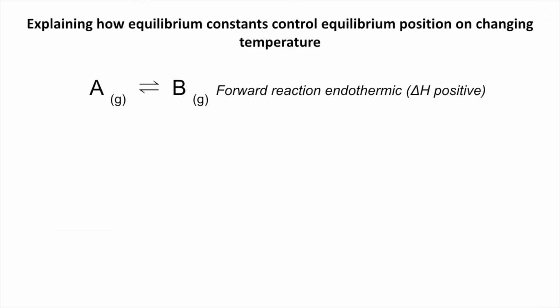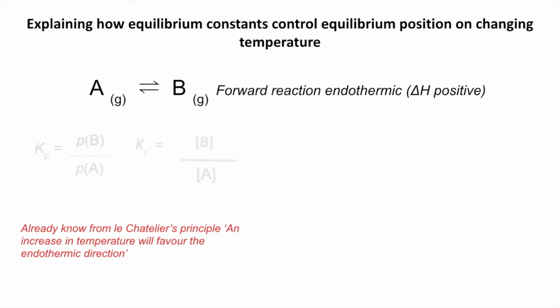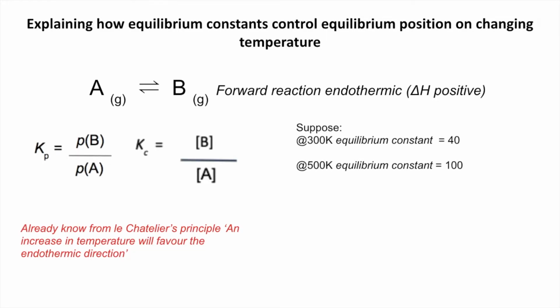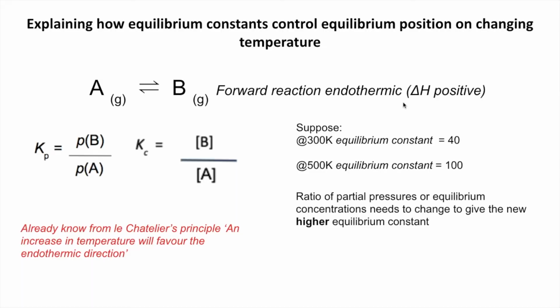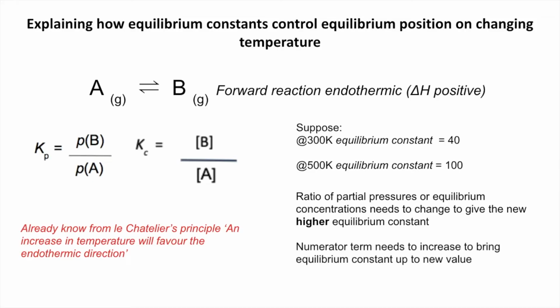So it's obviously going to be the opposite way around for an endothermic reaction, but we'll go through this one as well. So we already know that from Le Chatelier's principle. Our Kp and Kc expressions are the same as before, and all I've done for the values is just flip them round. Remember, we've got to get a high equilibrium constant now because we're increasing the temperature of an endothermic reaction. So how would you say it? The ratio of partial pressures or the equilibrium concentrations need to change to give the new higher constant. So now the numerator term needs to increase to make these Kp's and Kc's bigger, and so the equilibrium does that by shifting to the right.